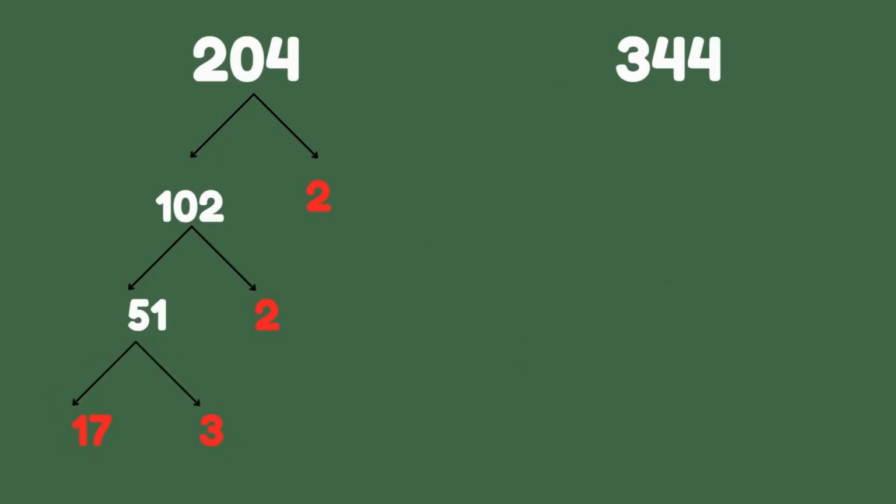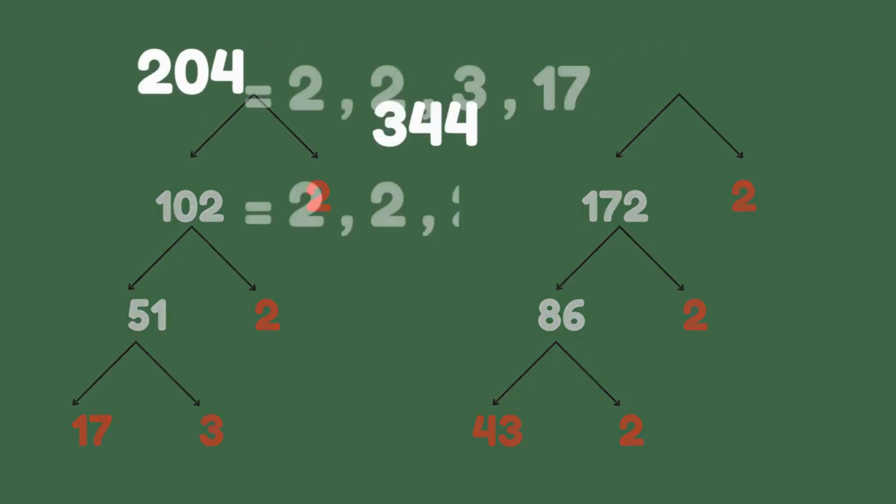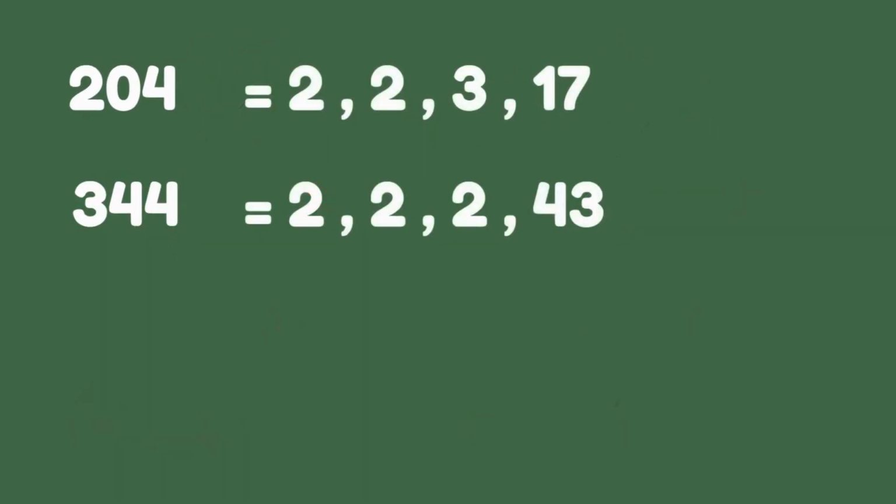For 204, 102 times 2. Then 51 times 2 for 102, and 17 times 3 for 51. The same goes on for 344, 172 times 2 for 344, then 86 times 2 for 172, and 43 times 2. We can now see that all the numbers are prime numbers now.